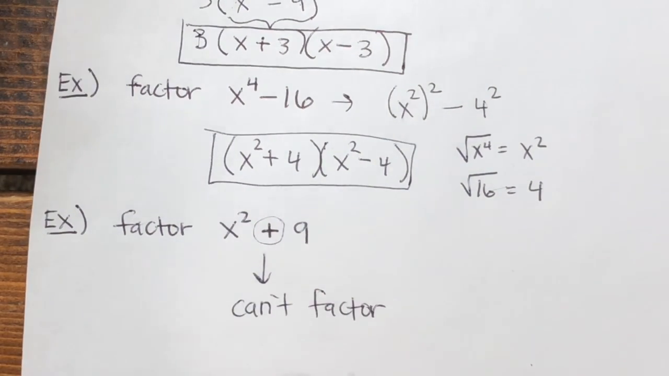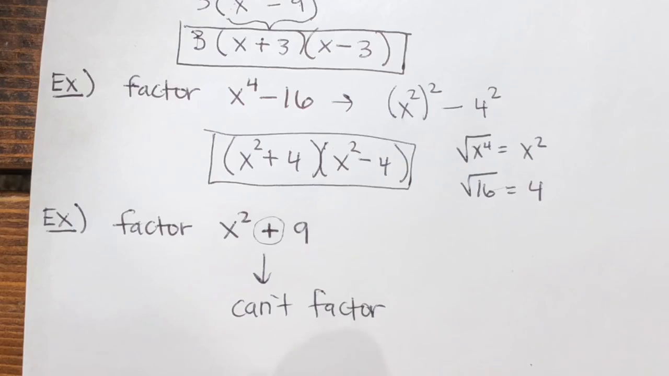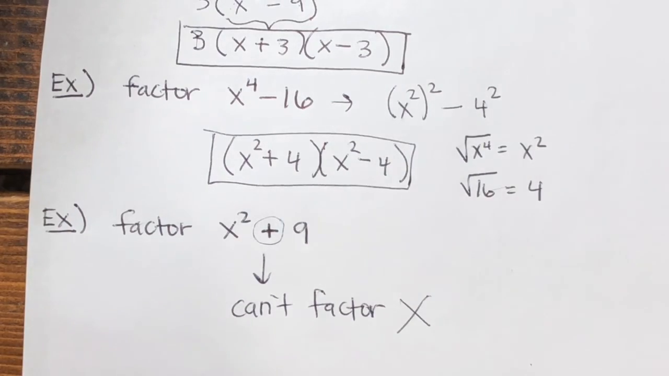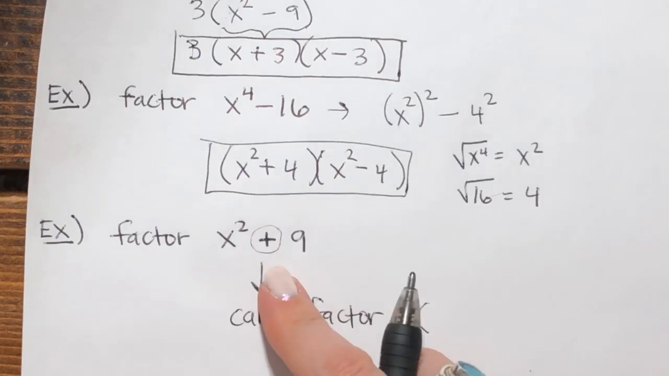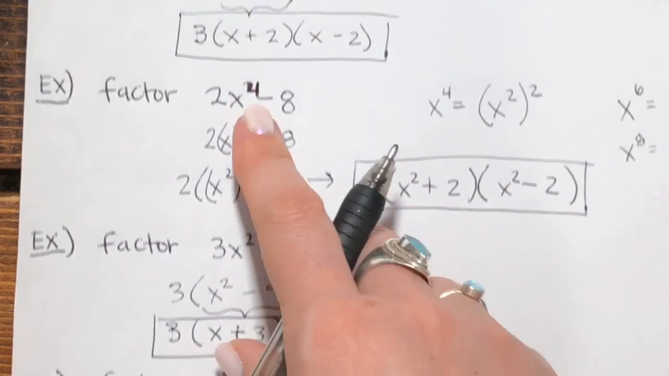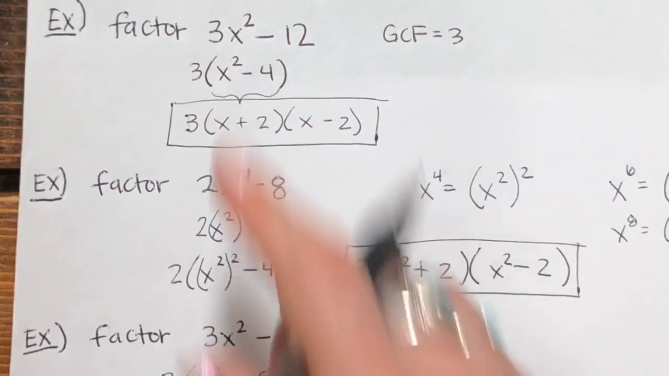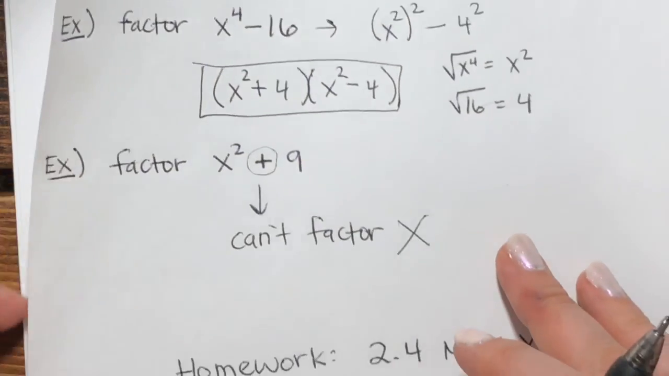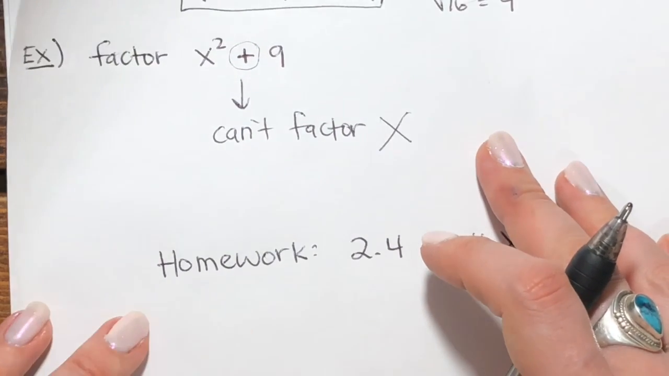So you might run into problems like this on your homework. Keep an eye out if it's a plus. We don't know how to factor it yet, so you don't need to do it. So you're just done. There's no answer on this one. So keep an eye out for the pluses. They have to be a subtraction in order for our shortcut to work that we're looking at. So whenever it's a plus, for now, you're going to move on until next year when you learn how to do a sum of squares.